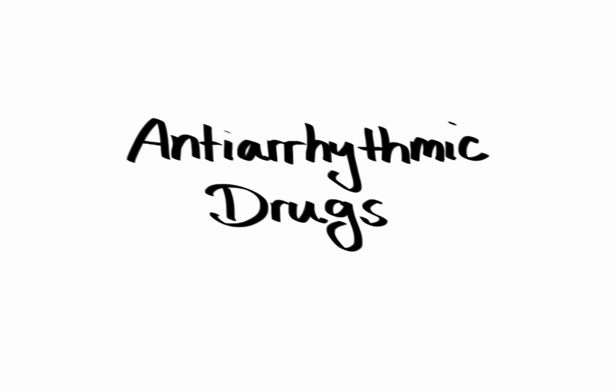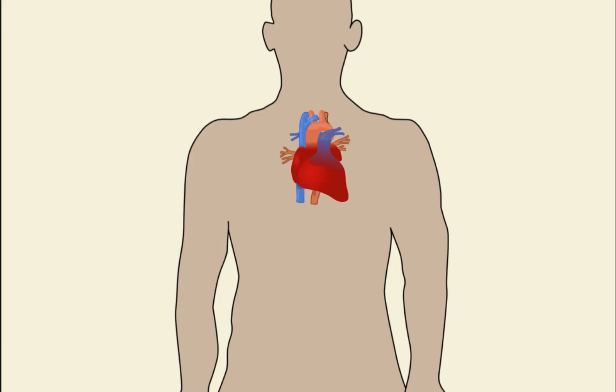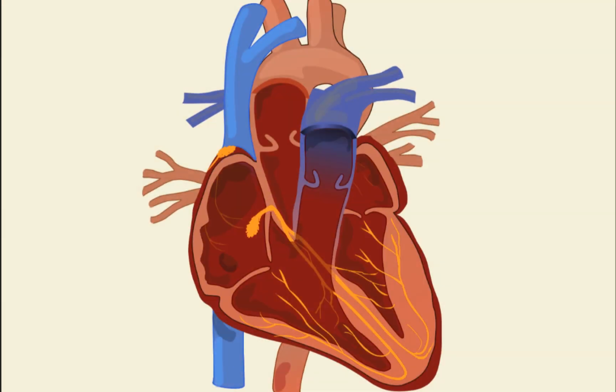In this lecture, I'm going to talk about antiarrhythmic drugs, so let's get right into it. As you may already know, the pumping action of the heart is controlled by the heart's electrical system. The heart contains specialized cells that are able to create their own electrical impulses and send them to the cardiac muscle, causing it to contract.